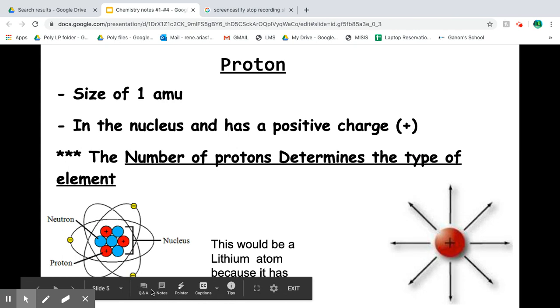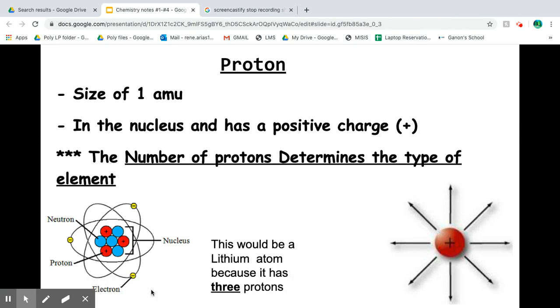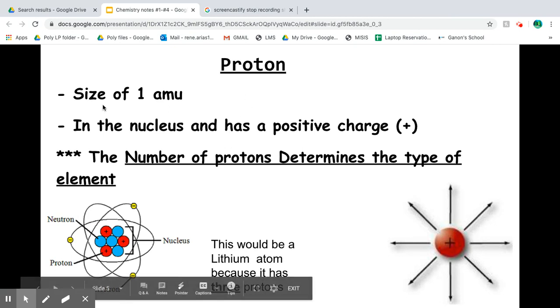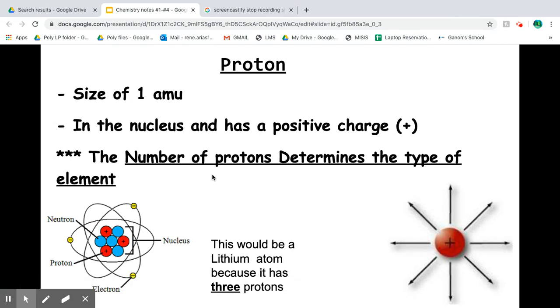All right, then we have the protons. This is important because this determines the type of element I have. It has a mass of 1, it's located in the nucleus, and has a positive charge. Again, this determines my element. For example, if I have 1 proton, it's always going to be hydrogen, no matter what. If I have 2 protons, it's always going to be helium. So the protons determine the element, and not anything else, not the neutrons, not the electrons.